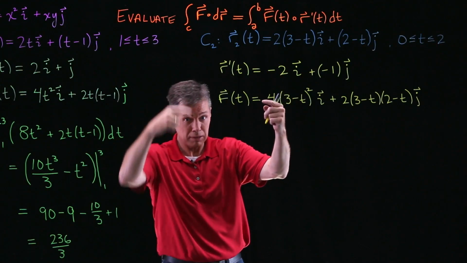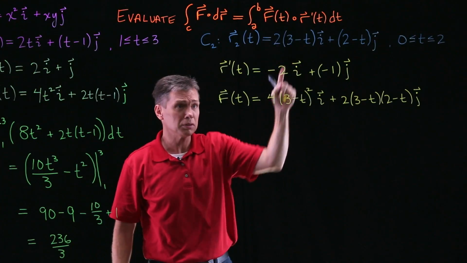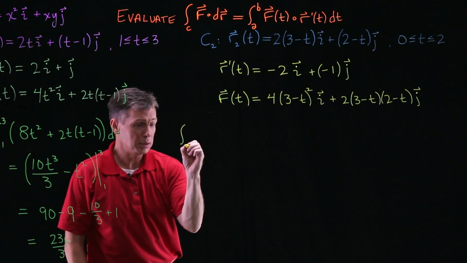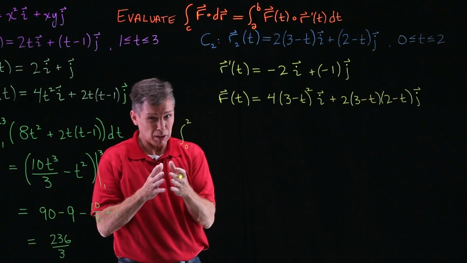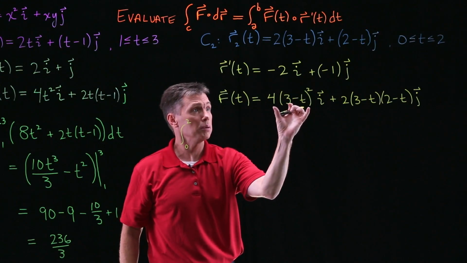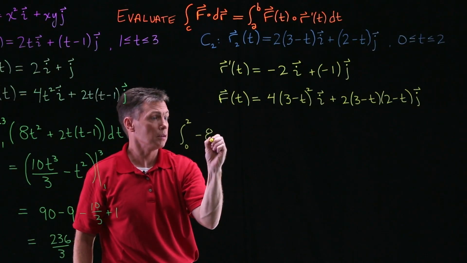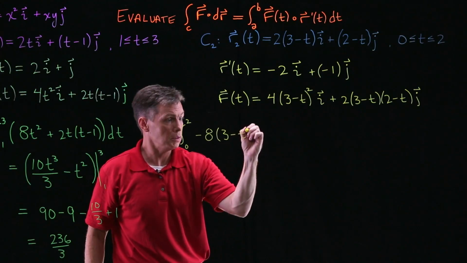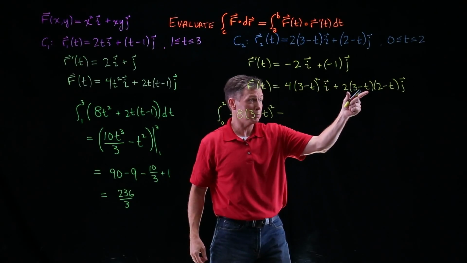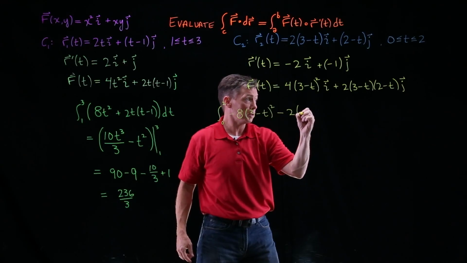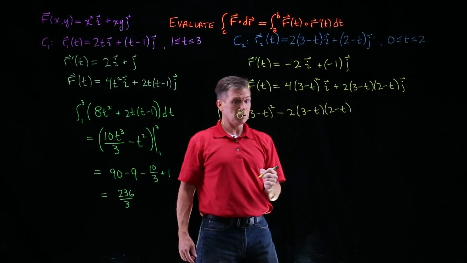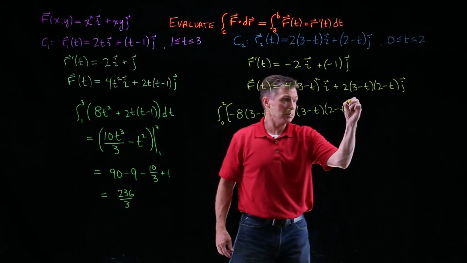Here is r prime and also f, because I'm now going to try to get into my integral and do dot products there. So my integral, this time going from 0 to 2 for my a and my b, 0 and 2. Let's just do some dot products as we go here. Multiplying, I'm going to have a minus 2 times this component, so a minus 8 times that 3 minus t squared. We're still doing a dot product, so plus, but it's a minus times this, so let's just say minus 2 times that 3 minus t, and then 2 minus t. And all of that, I want to make sure I get this grouped well, is dt.